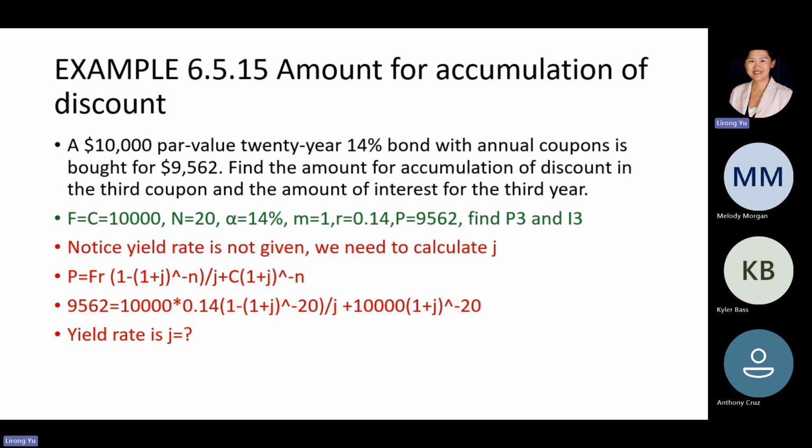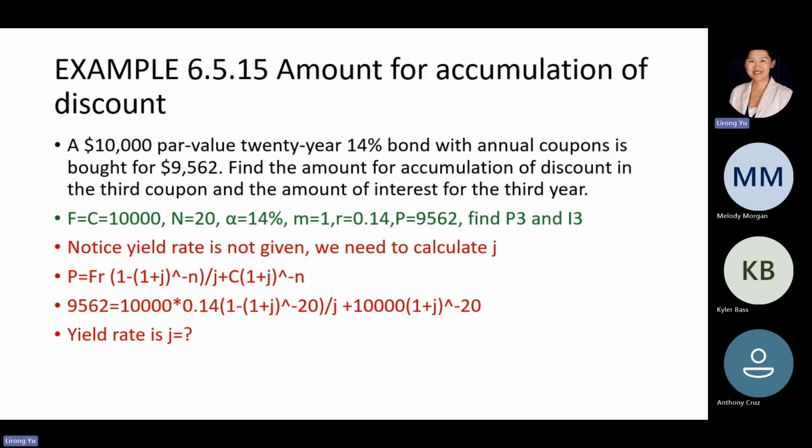There will be the problem. We have the price of the bond equal to the present value of all the future cash flow. First is the face value multiplied by the coupon rate, that's the coupon, multiplied by A20. It's a 20-year payment, 20 coupons. A20 is 1 minus (1 plus j) to the negative 20 power over j, plus the 10,000 times (1 plus j) to the negative 20 power. All the future cash flow present value is the bond price.